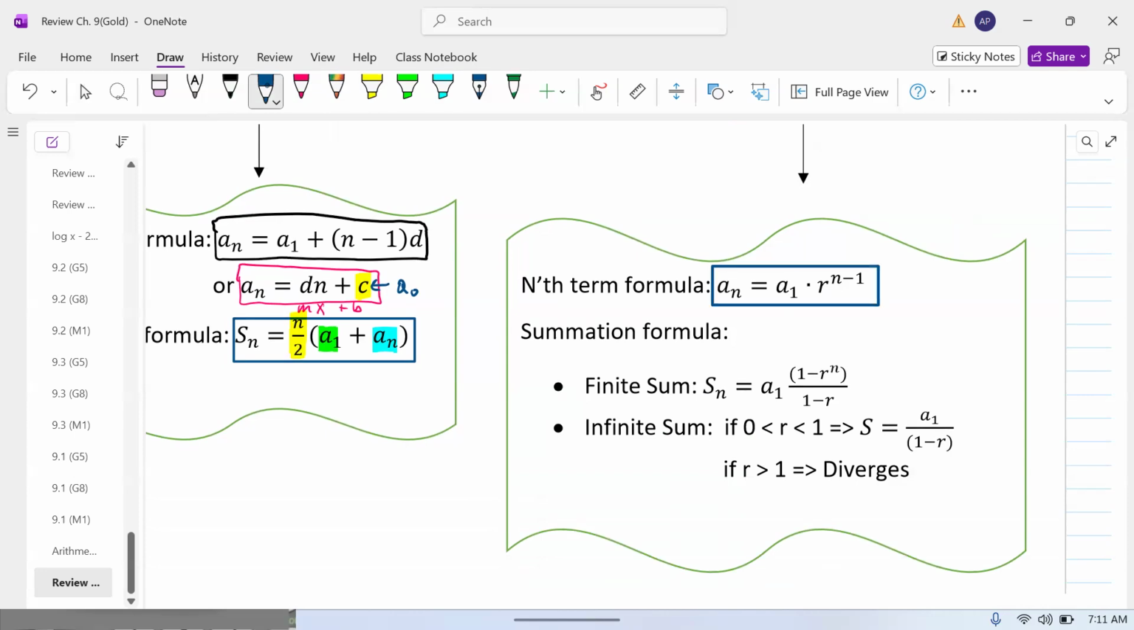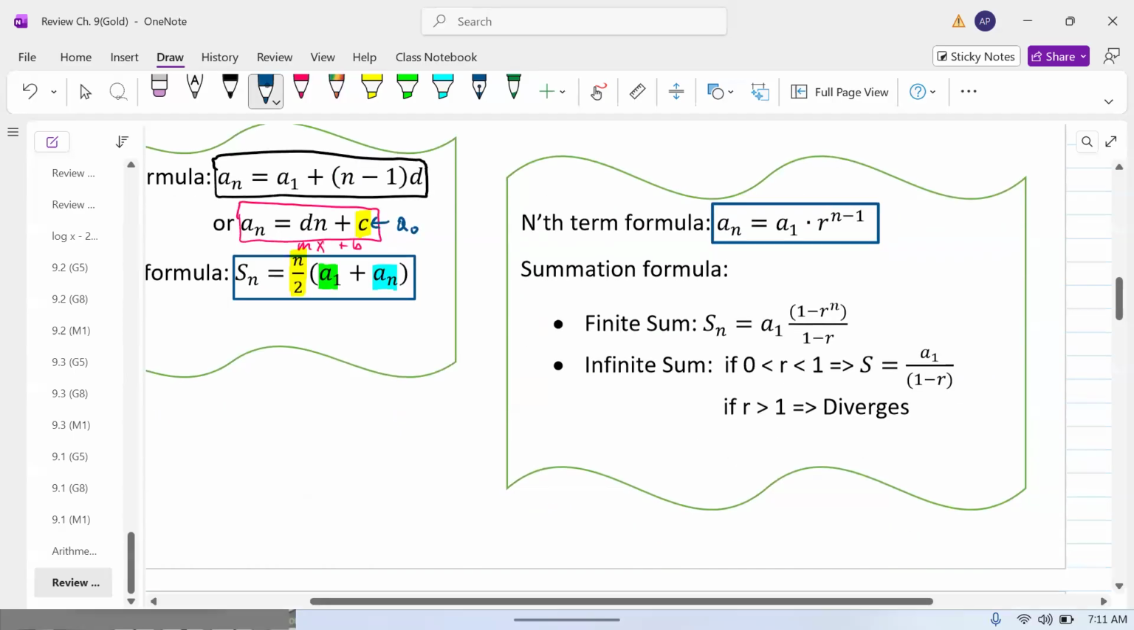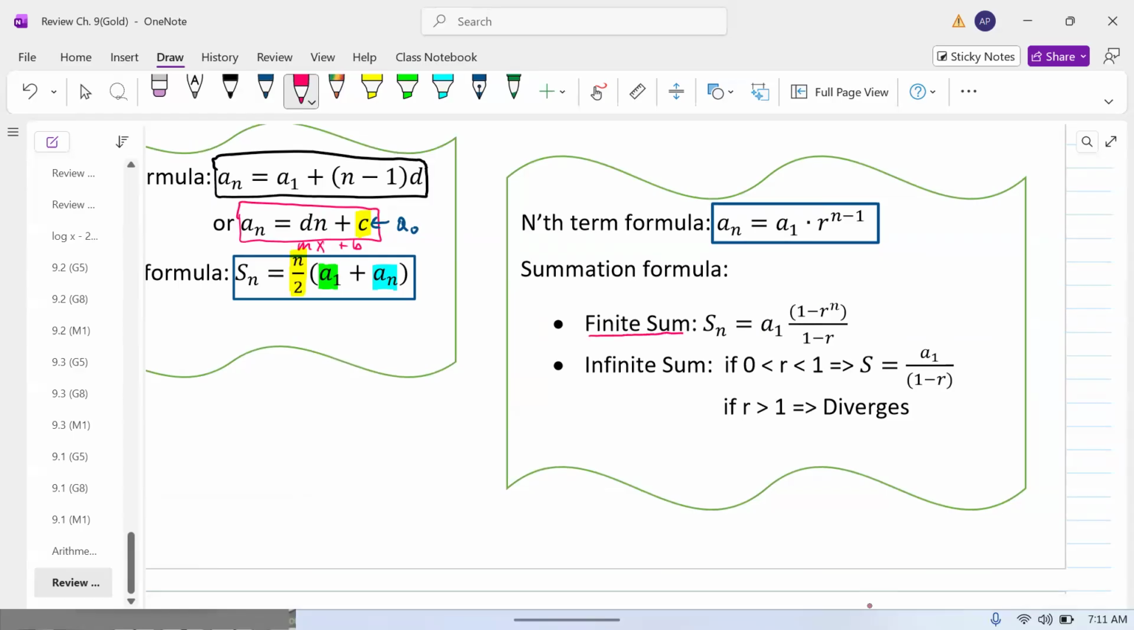Okay, so it's your first term times the common ratio to the power n minus 1. But when we talk about summation, we have to be careful, because we can have two different sums. We can have a finite sum, and finite sum means that we are adding a finite number of terms. So we stop at some point. So if we are adding terms from 1 to 100, then we can use this formula right here.